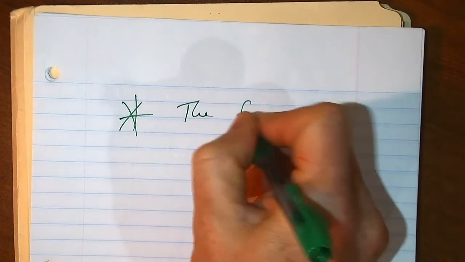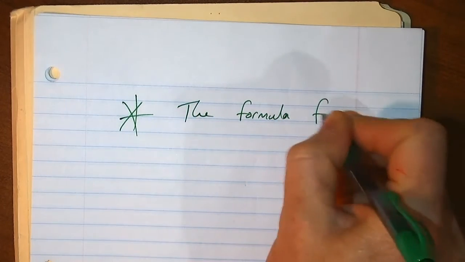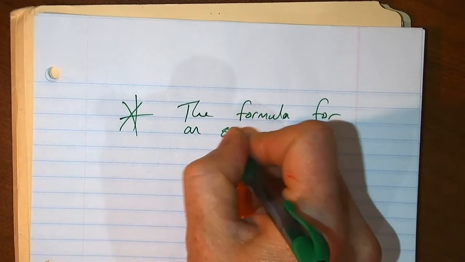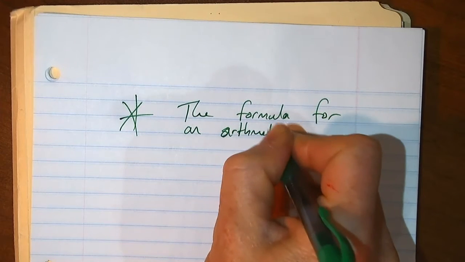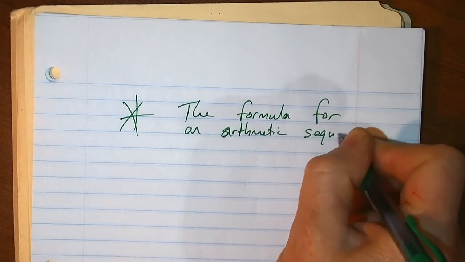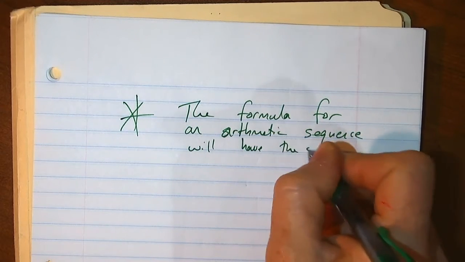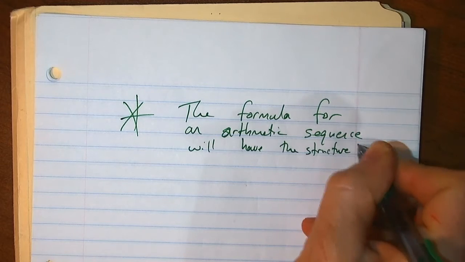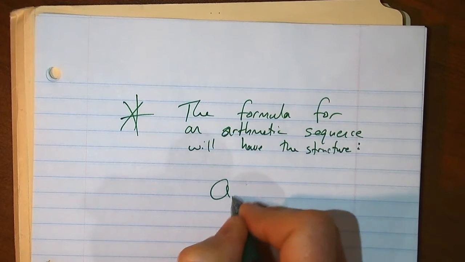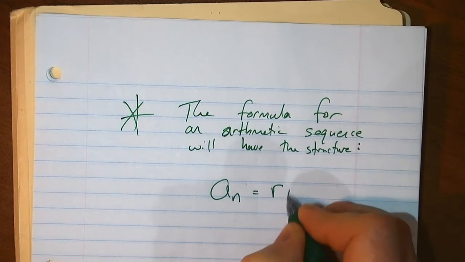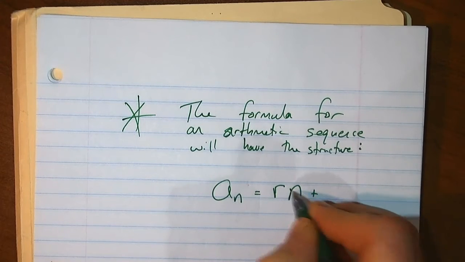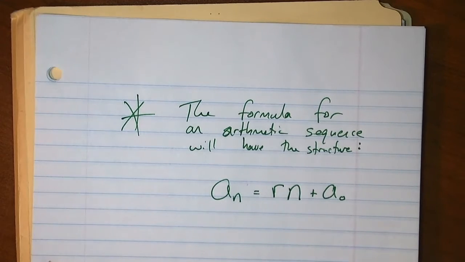All right? So that bottom line is what we need to recognize from this video. This is our main takeaway. The formula for an arithmetic sequence will have the structure a sub n equals r n plus a sub 0, okay?